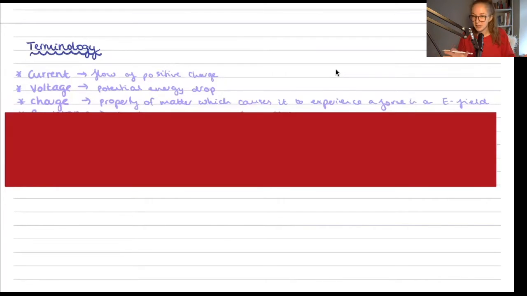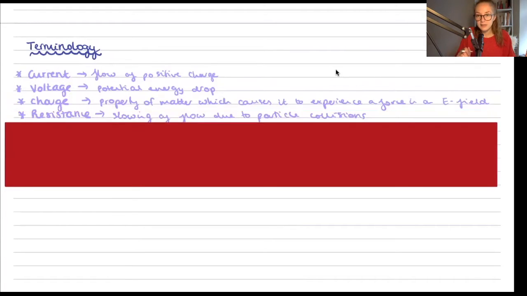Charge, this is such a weird one to describe. I feel like most people have an intuitive idea of what charge is, but it's essentially a property of matter which causes it to experience a force in an electric field. Resistance describes the slowing of the flow of electrons or current. It's up to you which way around you think of this, due to particle collisions.